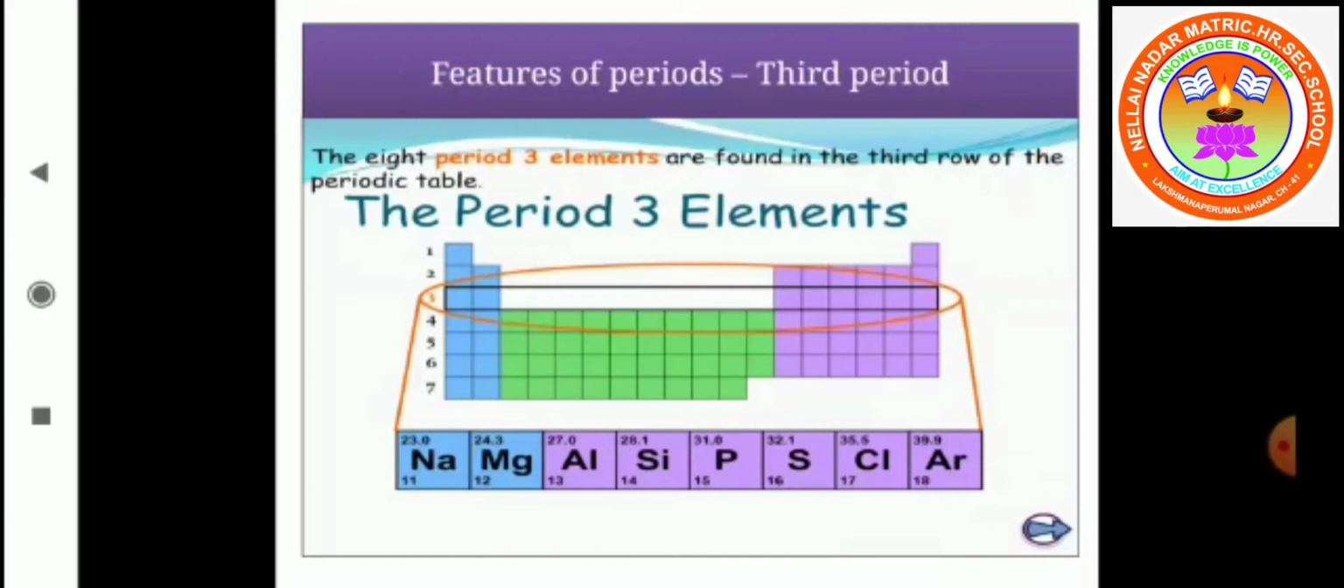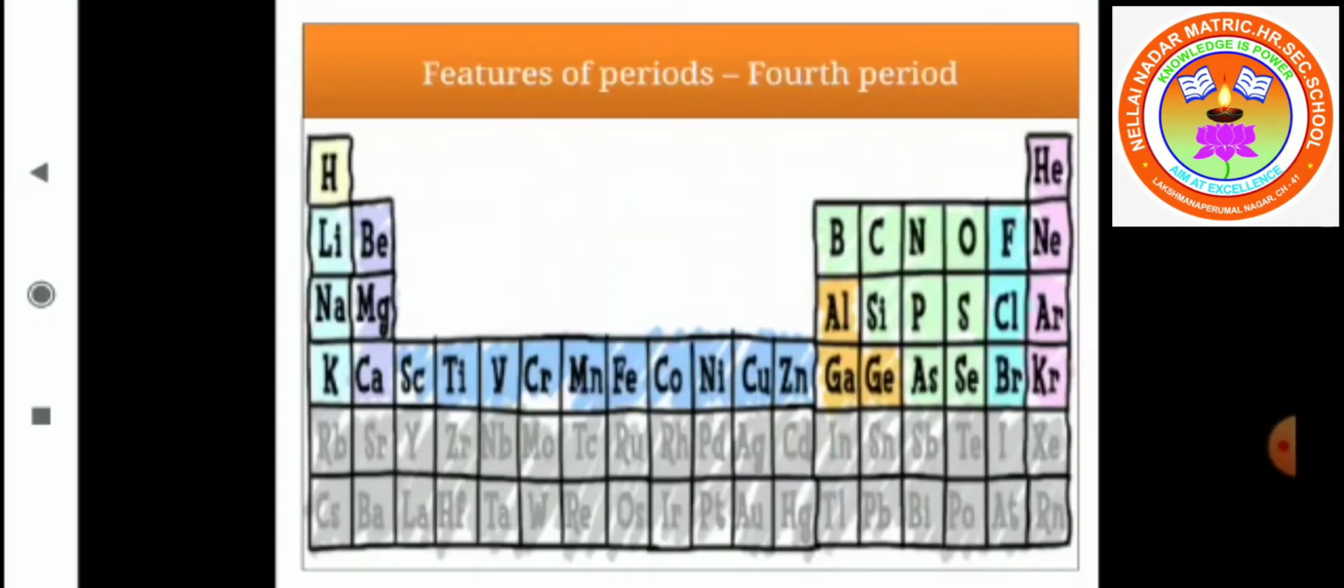Okay, so the atomic number of sodium is 11 and the atomic number of argon is 18. So children, the third period starts with the element of atomic number 11 and ends with the element of atomic number 18. Totally 8 elements are there in the third period of the modern periodic table. The next period is the fourth period of the modern periodic table. It starts from potassium with the atomic number 19 and ends with krypton of atomic number 36.